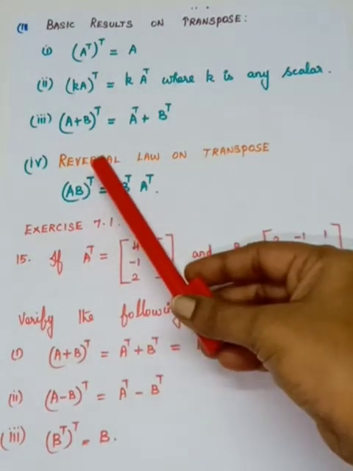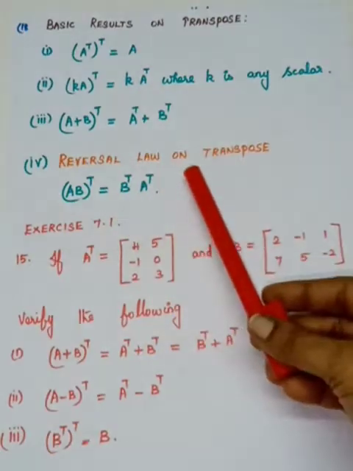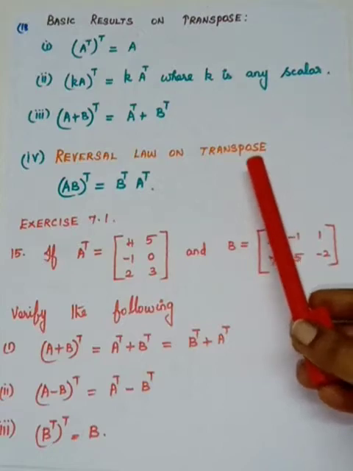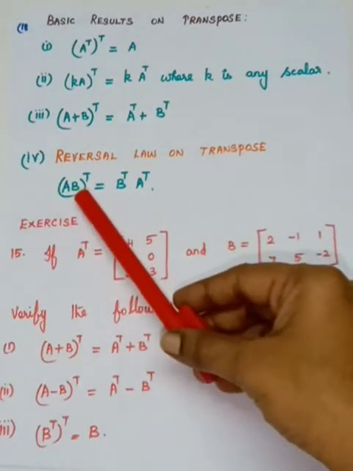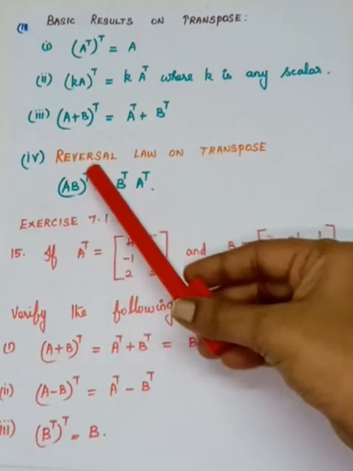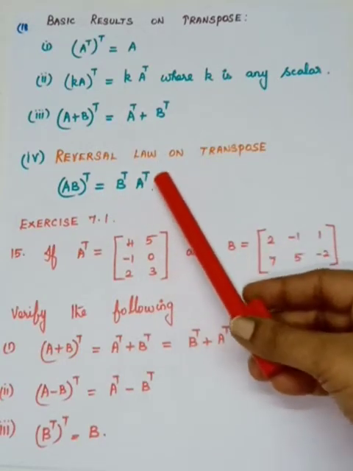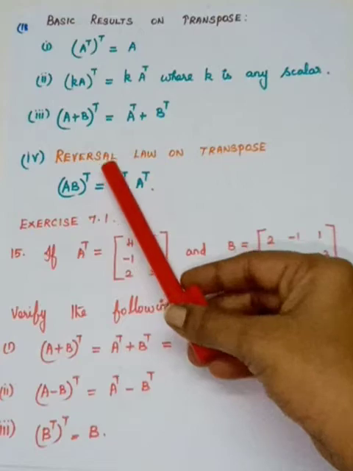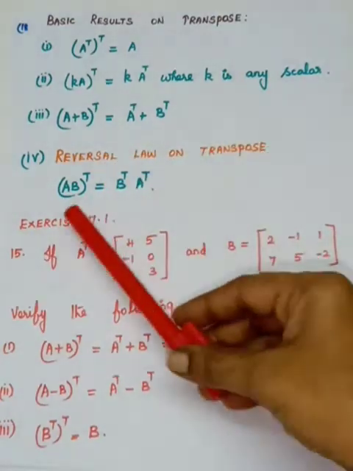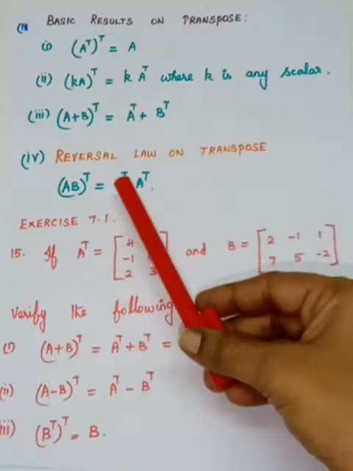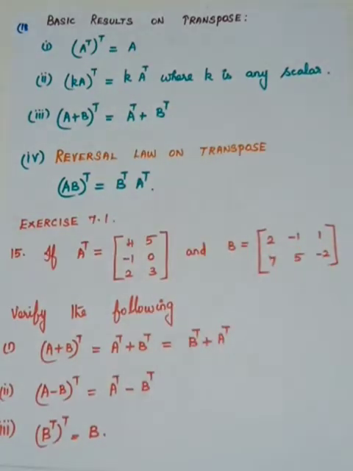Next we are seeing the reversal law on transpose. Here AB, matrix multiplication. AB the whole transpose can be written as B transpose A transpose. It is called the reversal law on transpose. So see that AB the whole transpose can be written as B transpose into A transpose.